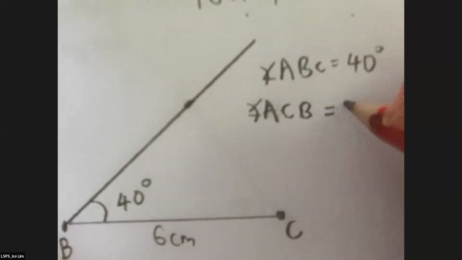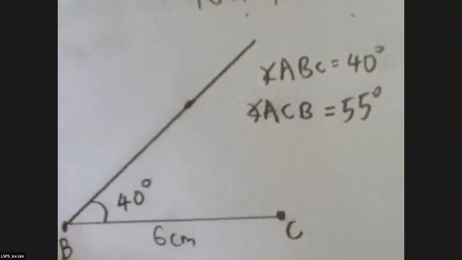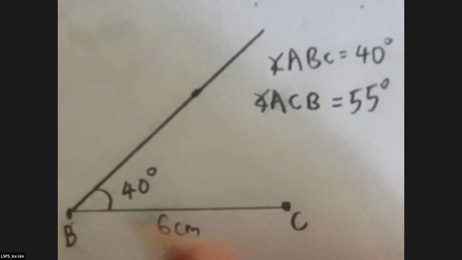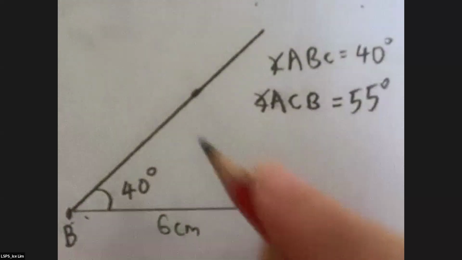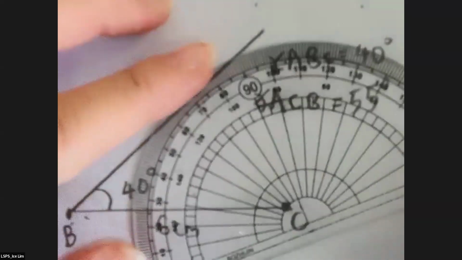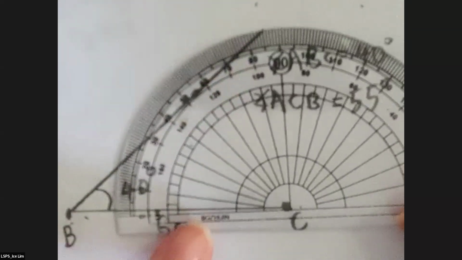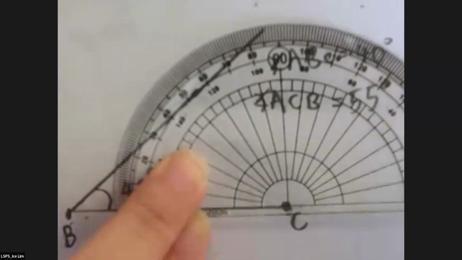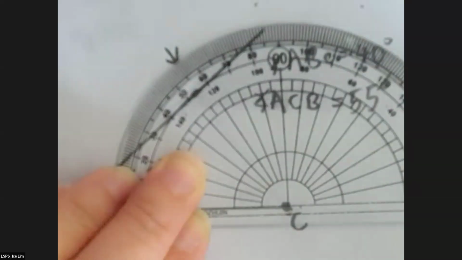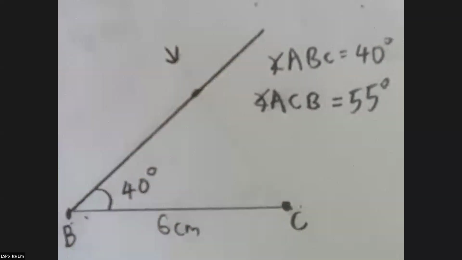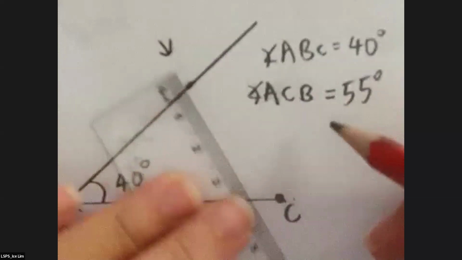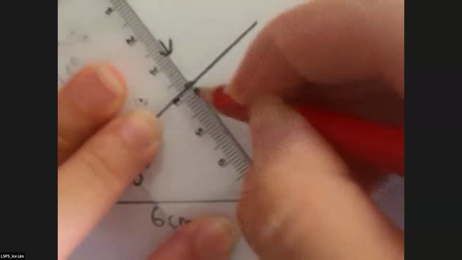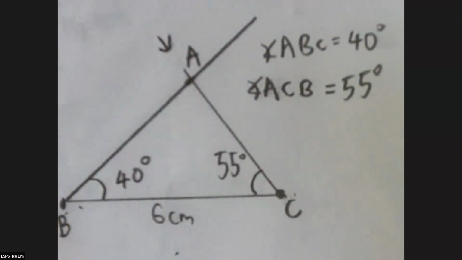Oh no, it's fine. Angle ACB is 55 degrees. That's the next clue. Point, line, angle, triangle. The next angle is 55 degrees. Put the protractor apex at point C. Look for 55 degrees on the marking here. This is 55 degrees. Use my ruler, draw a long line to cut across the other line. I will find point A here. This is 55 degrees. Done.